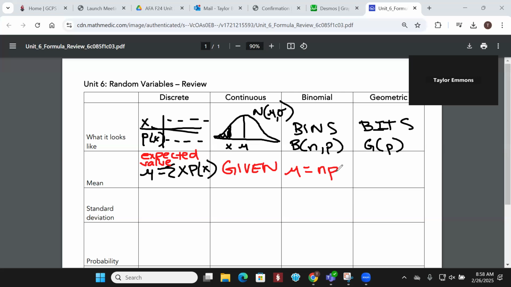And Z, wait, first one is Z. Oh, it's that sigma. I thought that was a Z for a second. I'm sorry. Is that times or an X?